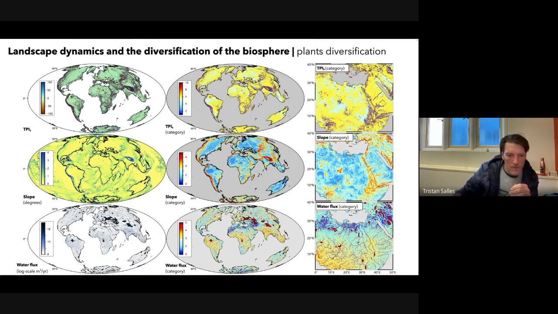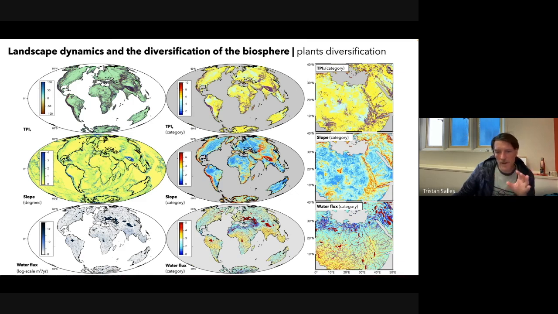It encompasses, for example, the water fluxes. Here you see at the bottom that we've got all the rivers, and they are going to carry the sediments in them. We are using the slope. We are using the topographic position index, which characterizes the rugosity of the landscape.